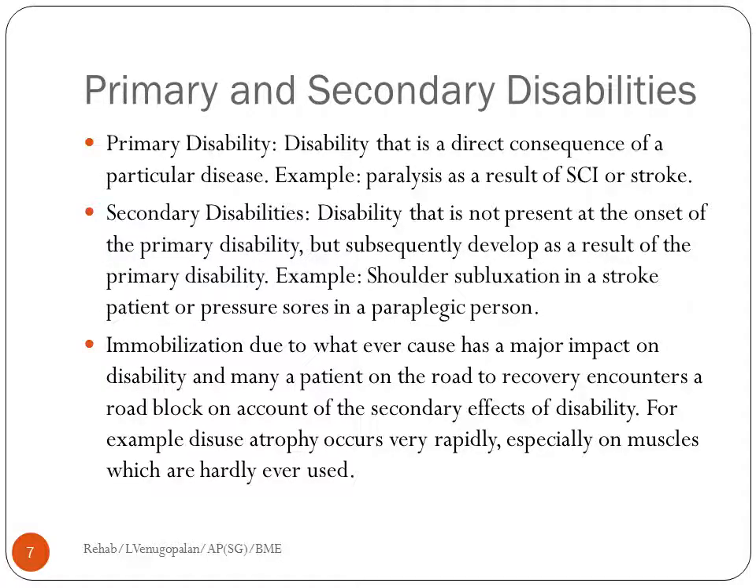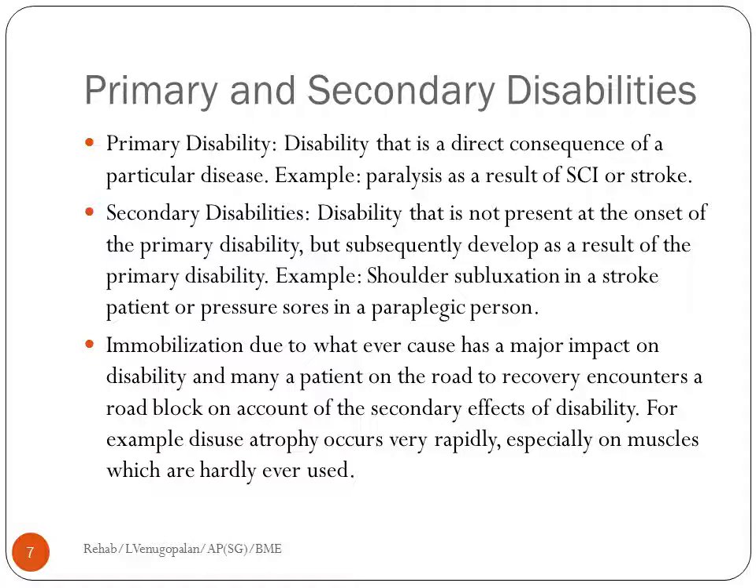Primary and secondary disabilities is going to be the last topic that we discuss in this session. So, primary disability is the direct consequence of a particular disease or disorder. For example, paralysis as a result of spinal cord injury or stroke. So, if a person has had a stroke or suffered a neck fracture or spinal cord injury, then the direct consequence of that particular injury or incidence is paralysis. Secondary disabilities, however, are consequences of the primary disability. They develop subsequently over a period of time.